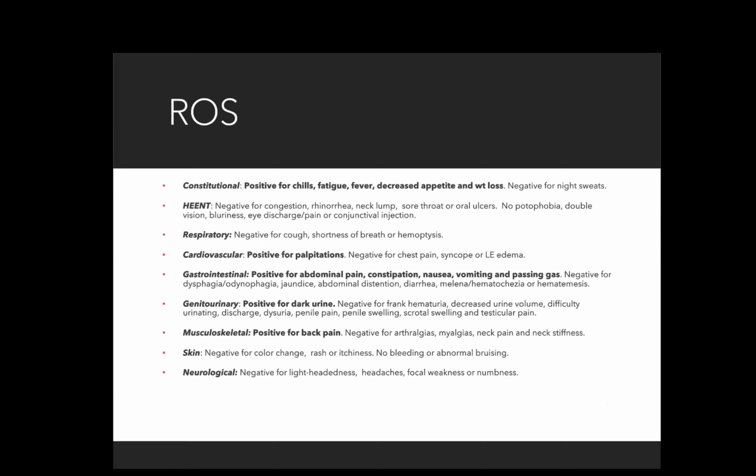Respiratory-wise, there were no complaints. Cardiovascular, positive for palpitations. In the GI system, abdominal pain, constipation, last bowel movement was 3 days back. Nausea, vomiting, and again, passing gas. The GU system, he reported a little bit of dark urine that started 2 days prior to admission.